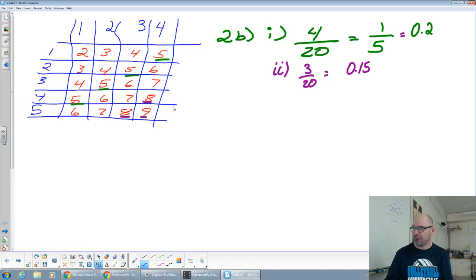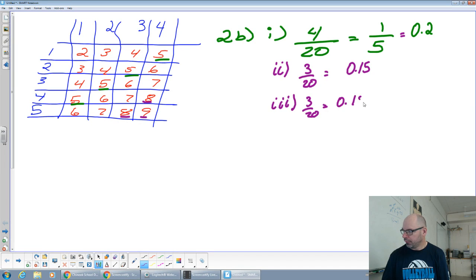So the sum of 4 are these 3 4s here. Okay, it's kind of the same thing as these ones here. Okay, if you did percentage, it would be 20%, 15%, 15%. Okay, so that was the first one. That was number 2. And that's page 327 that we're looking at, the mid-chapter review.